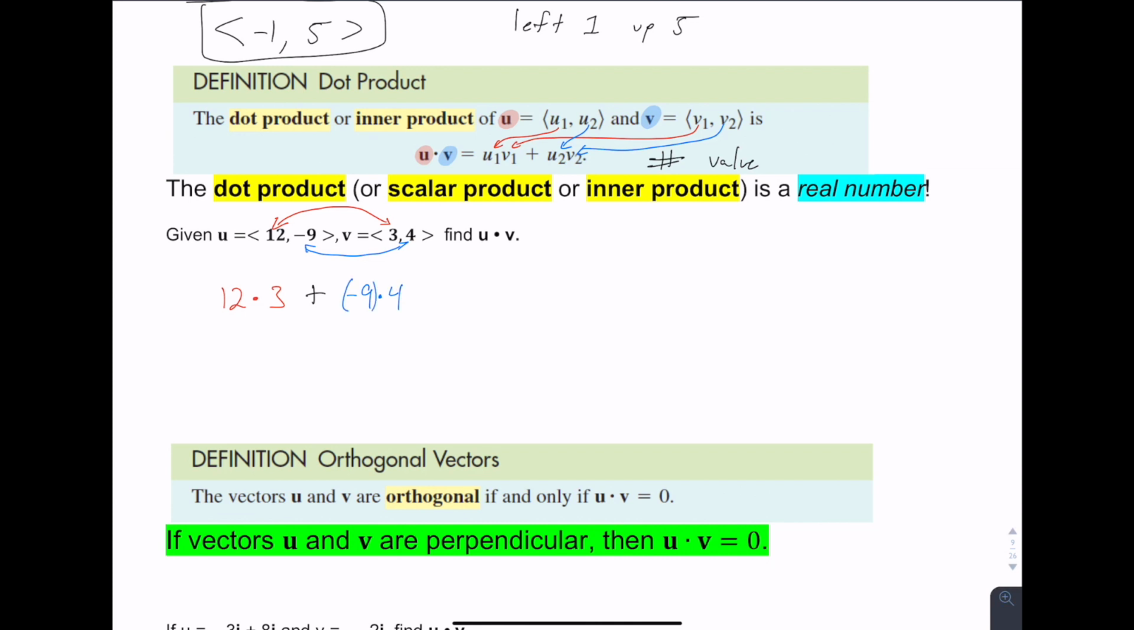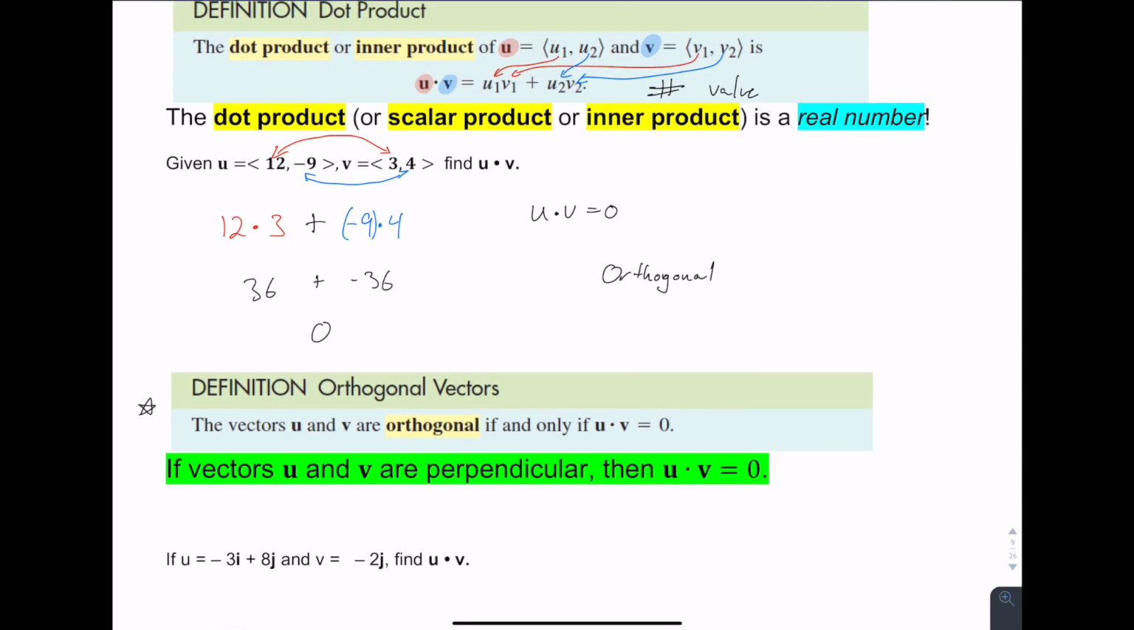And so now all we got to do is multiply. So 12 times 3 is 36, plus negative 9 times 4 is negative 36, and this ends up being 0. So that means that u dot v equals 0. And if you ever get the answer 0, this would be orthogonal. And the definition of that is right here. The vectors u and v are orthogonal if and only if u dot v equals 0. Essentially, it kind of means like they cancel each other out.